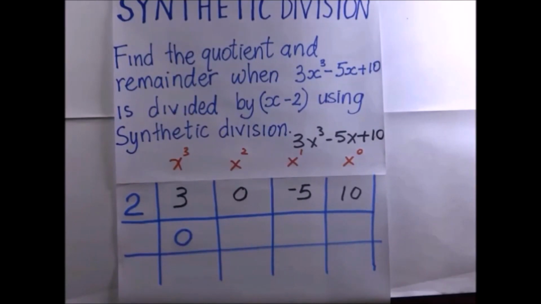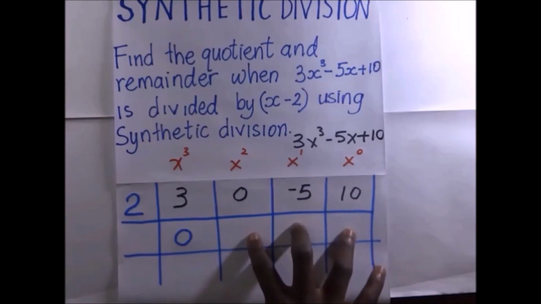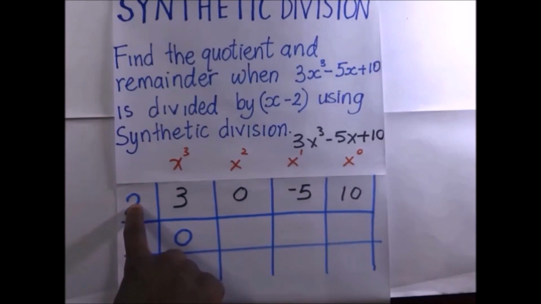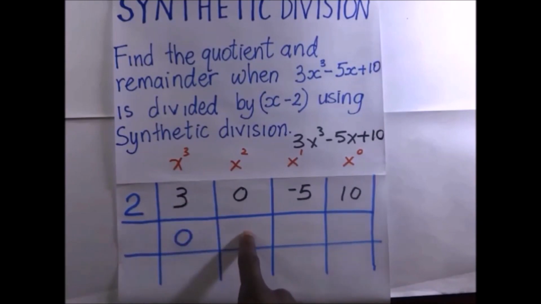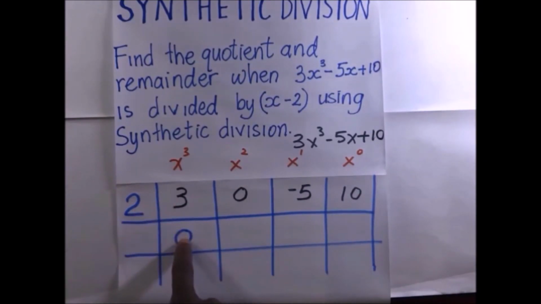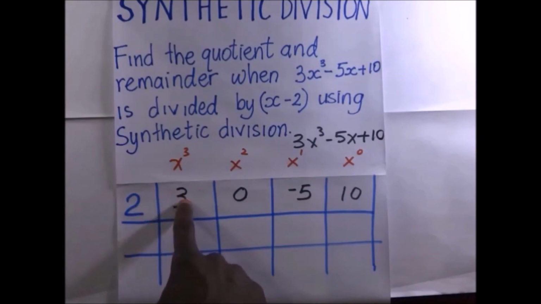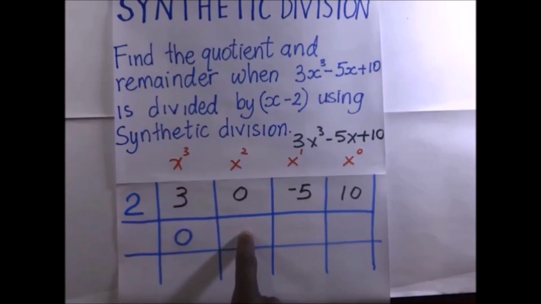So now we start working. For us to get these remaining gaps, it's going to be this number times that number plus this number times that number to give us that. 2 times 0 is 0 plus 2 times 3 is 6. So it means our answer here is 6.